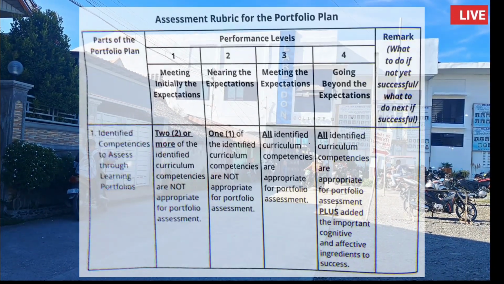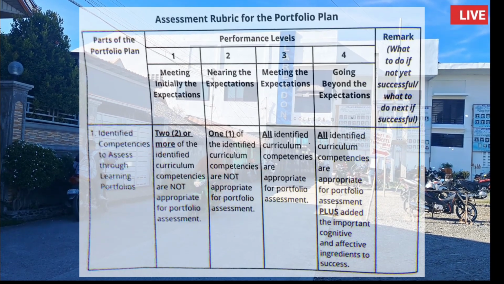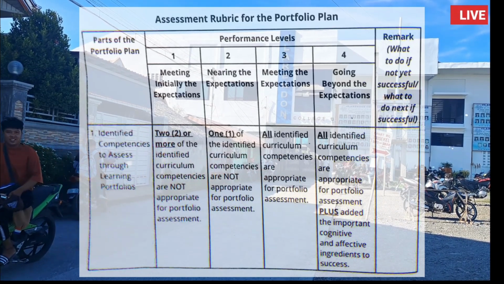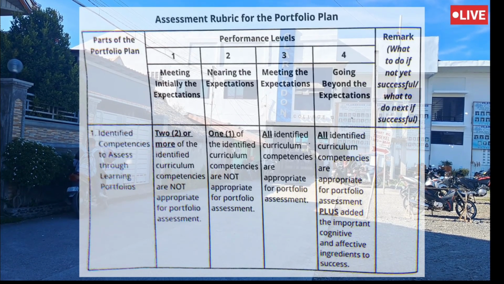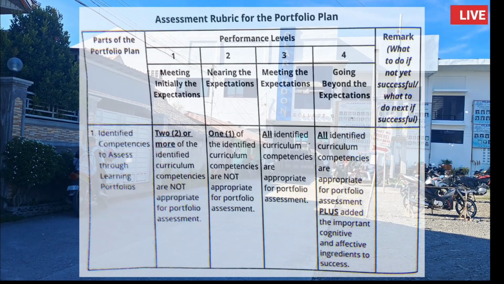Next, we have the performance level. Number 1, initially meeting the expectation. Number 2, nearing the expectation. Number 3, meeting the expectation. And number 4, beyond the expectation.